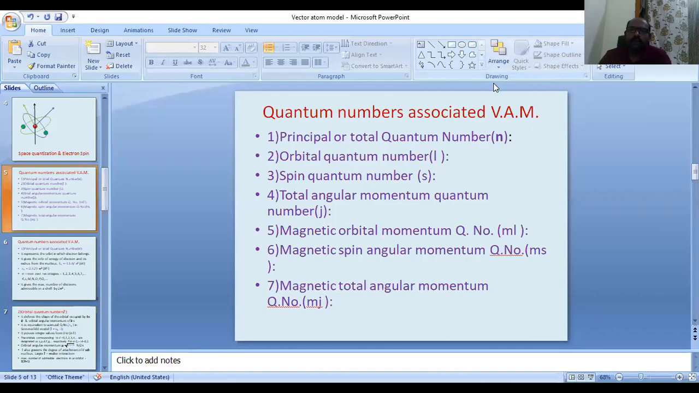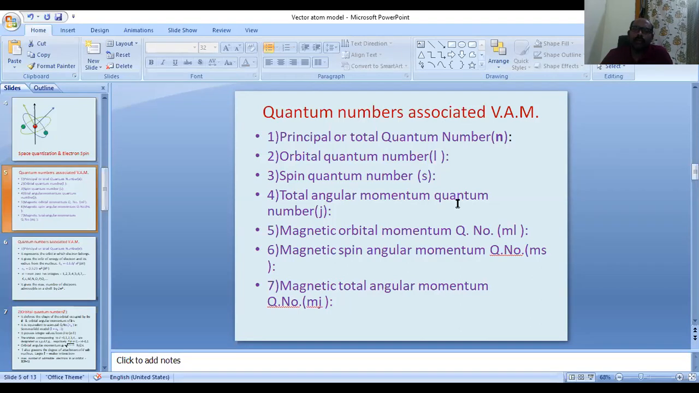Now we see the quantum numbers associated with vector atom model. There are 7 quantum numbers in vector atom model. The principal quantum number, also called the total quantum number, is represented with n. The orbital quantum number is represented with small l, and the spin quantum number is represented with small s.